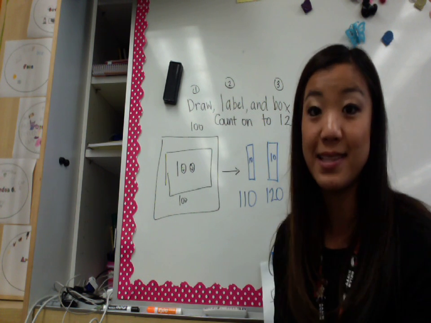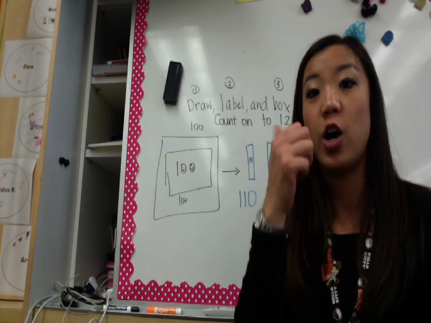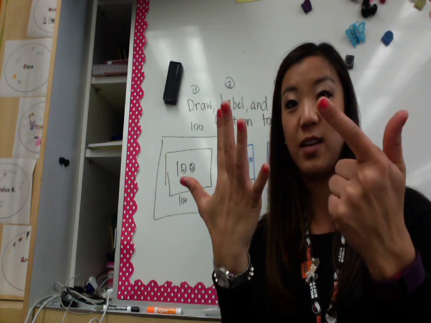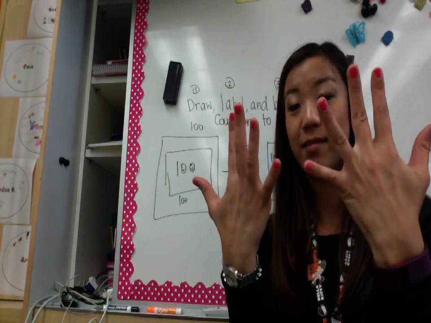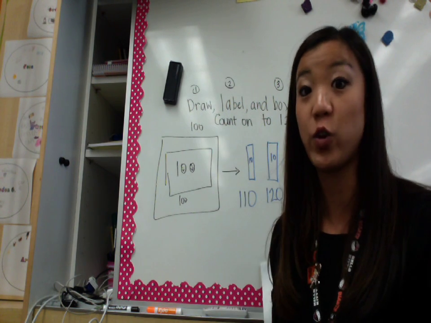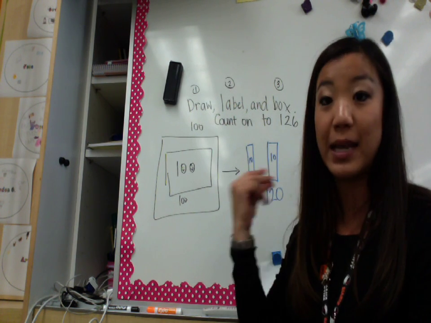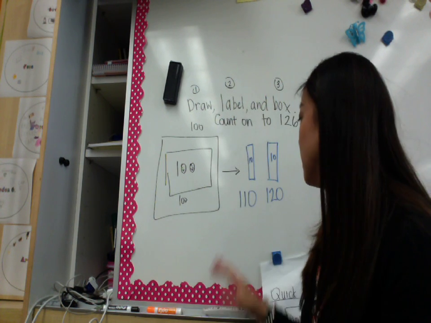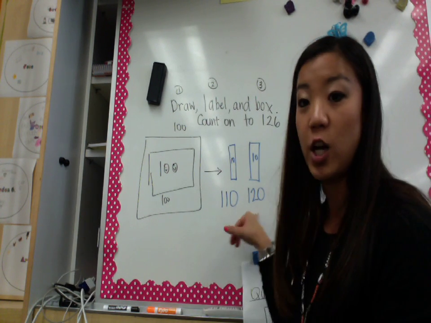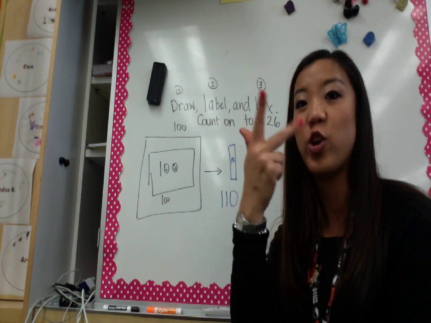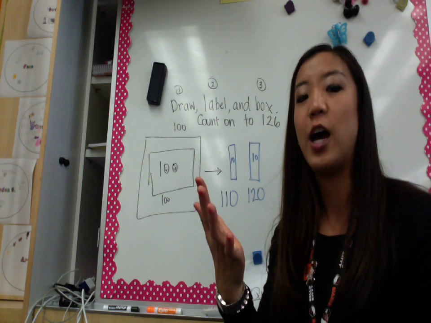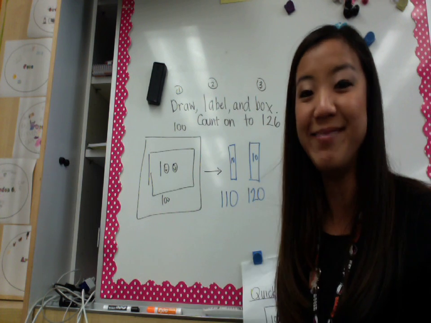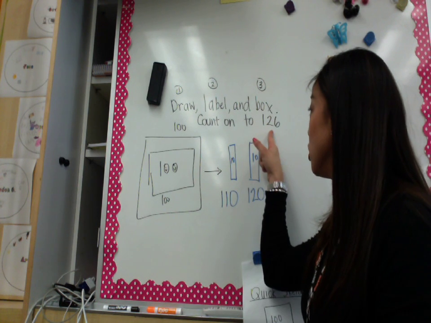If you can't count by tens, you can just go 100, 101, 102, 103, 104, 105, 106, 107, 108, 109, 110. So count on your fingers, okay? You can use your fingers if you don't know how to count by tens mentally in your brain. Okay? Once again, you could do it again. 110, 111, 112, 113, 114, 115, 116, 117, 118, 119, 120. Okay? So now I'm at 120.